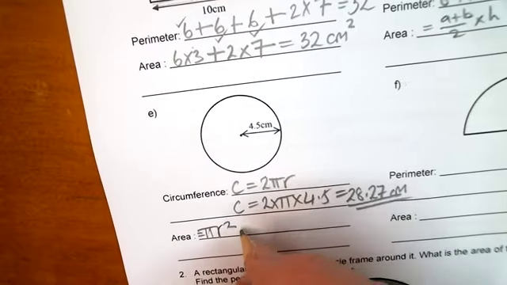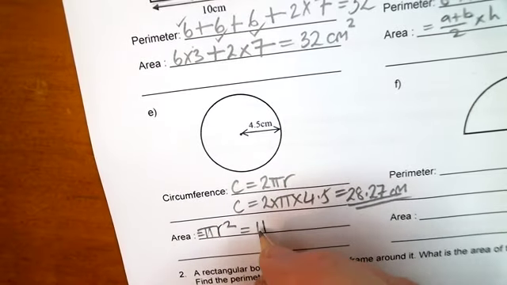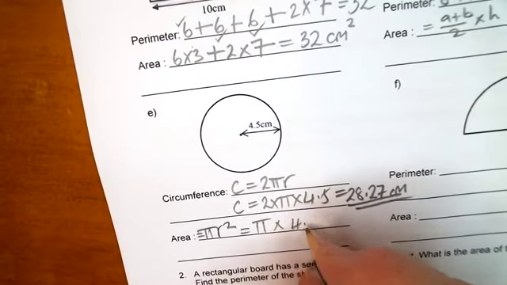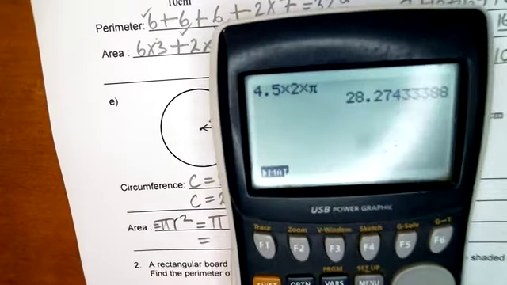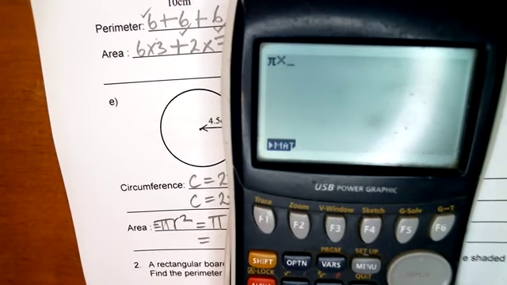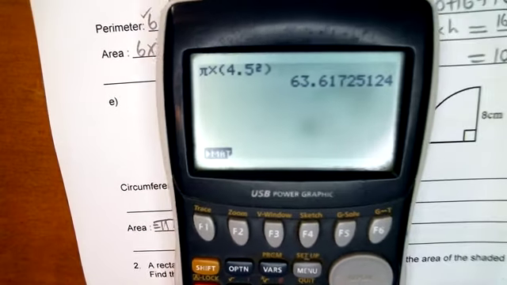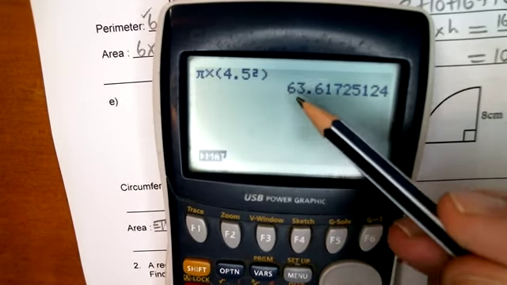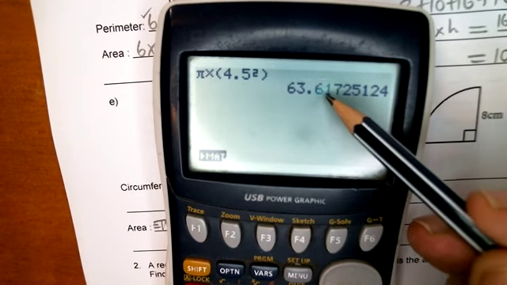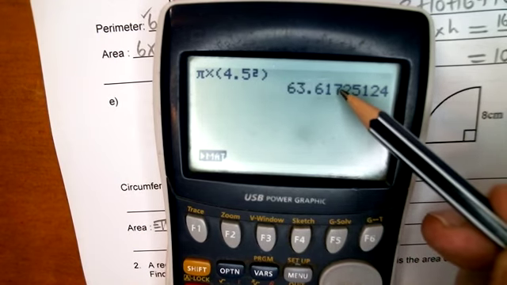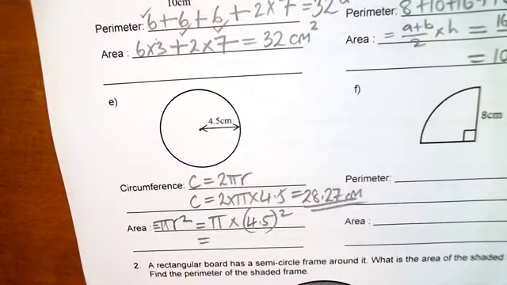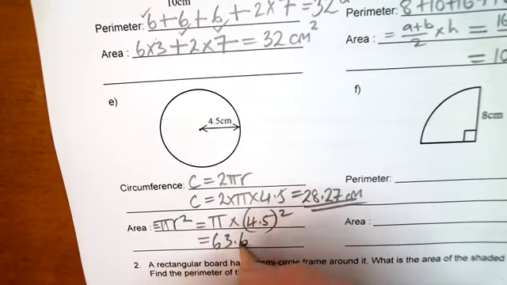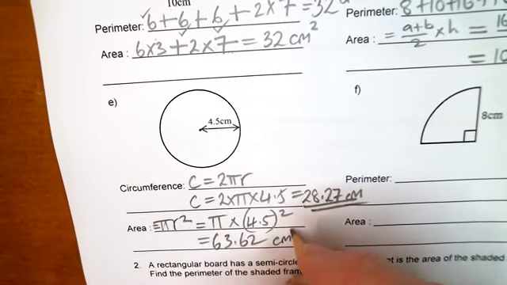The area, though, is equal to pi r squared. So that equals pi times 4.5 squared. Now I've got pi times 4.5, we're going to square it, there it is. And we get 63 point, and it's going to be to 2 dp. I call that 6.1 because that number there is 5 or more. So 63.62, and it's going to be square centimeters.